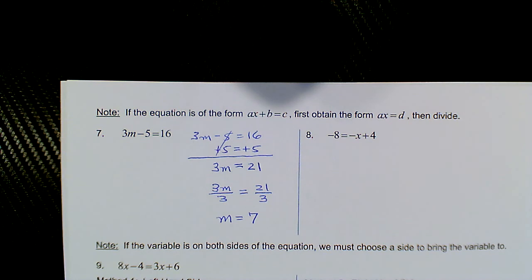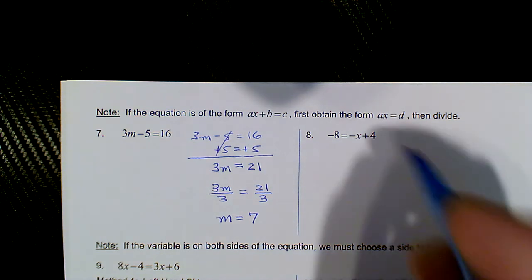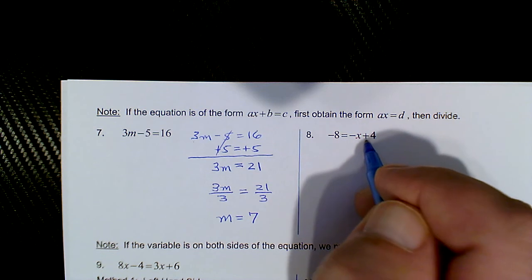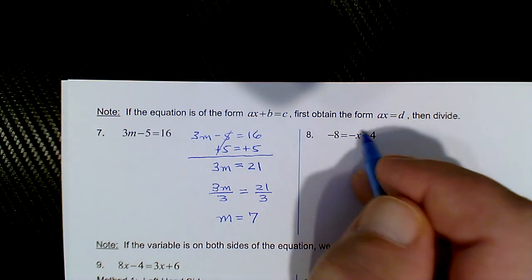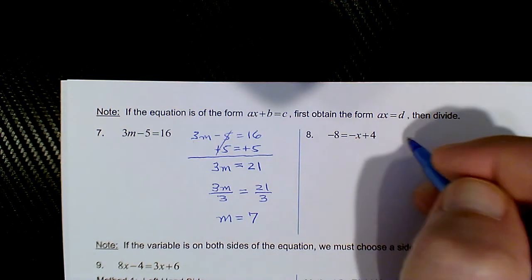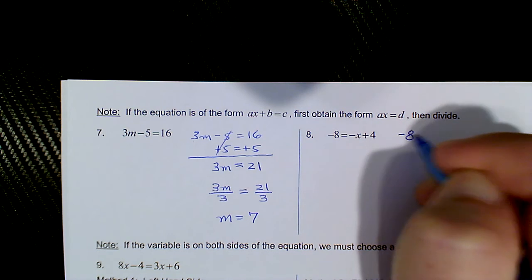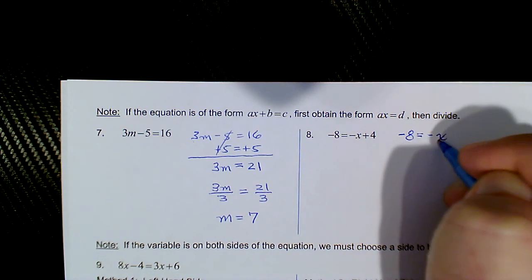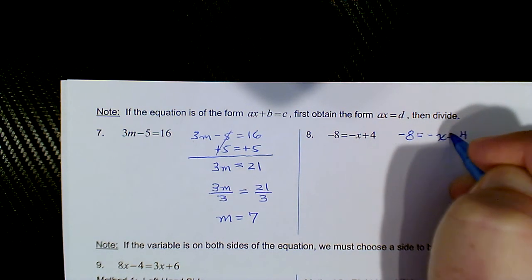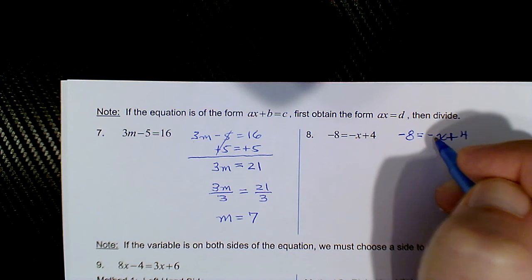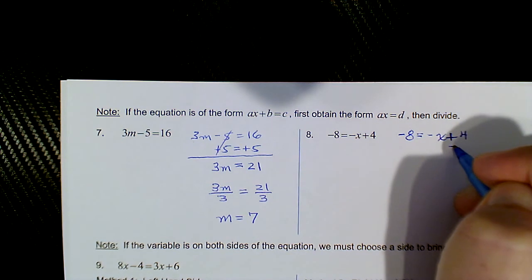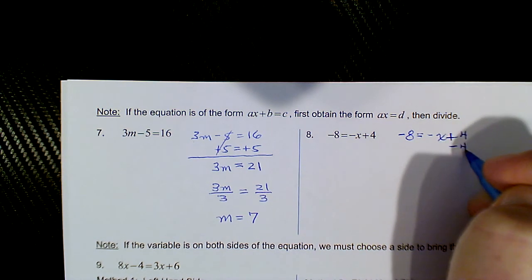Okay, now remember, be versatile. If the variable's on the right, leave it on the right and just deal with it. So here we have an equation, the variable's only on the one side. We want to isolate it. So again, I'm going to recopy. Minus 8 equals minus x plus 4. We want to isolate that minus x. So we'll have to add the opposite or subtract 4.